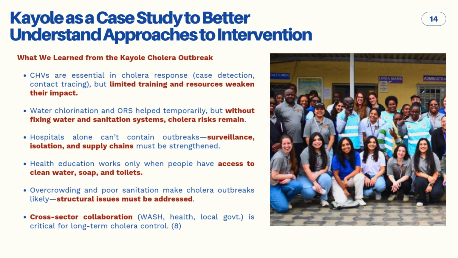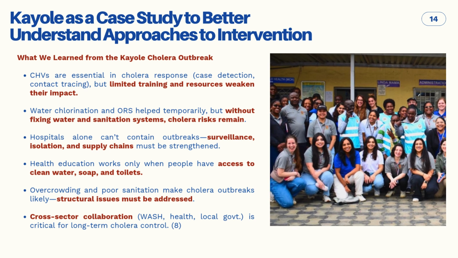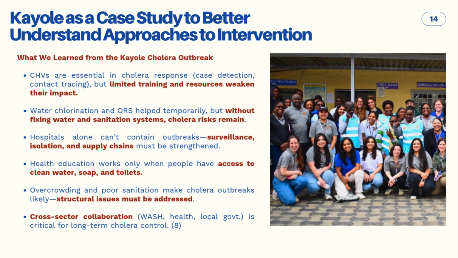So here is what Kayole taught us. Community health volunteers are essential. They are passionate, amazing people willing to help but need support and resources. Quick fixes help, but without long-term WASH improvements, cholera comes back. Hospitals need strong surveillance, logistics, and supply chains. Health education only works if people actually have the resources. Health is tied to housing, sanitation, and poverty. So cross collaboration is key.